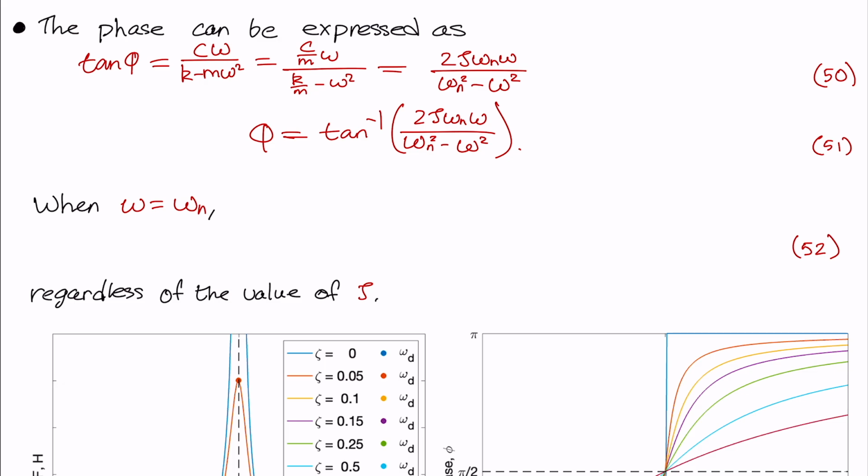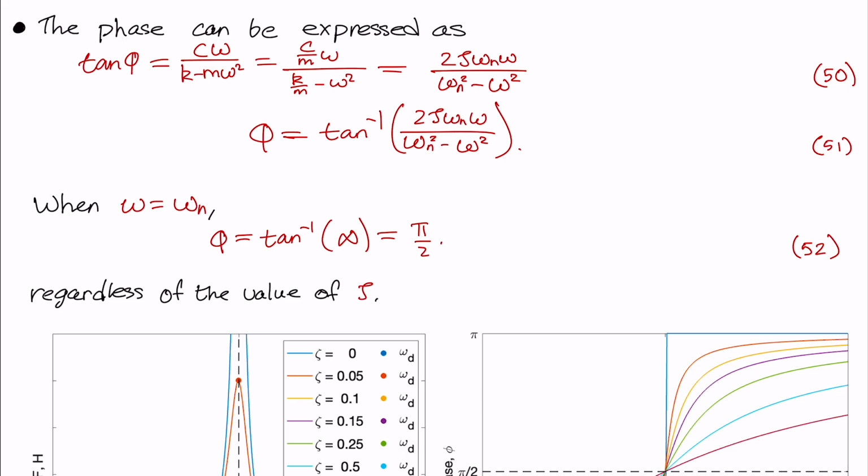All right, so when omega is equal to omega n, we will find, regardless of whether we have damping or not, that phi is equal to the inverse tangent of infinity, again, regardless of what the damping is doing. And fortunately, this is equal to pi over 2.